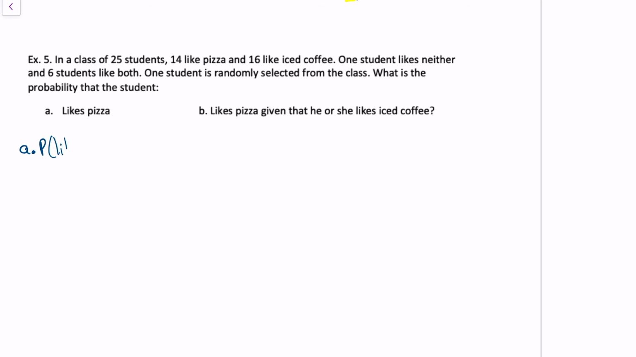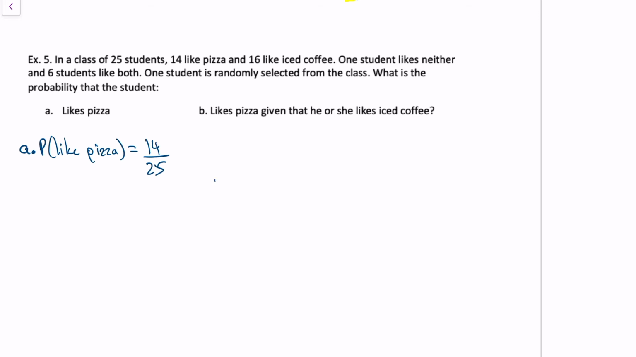So, probability like pizza, and they're saying from the whole class. So we've got 14 who like pizza. So we know that this is just going to be 14 out of the total, or 25. The second one, though, is a bit trickier. It says likes pizza given that he or she likes iced coffee.